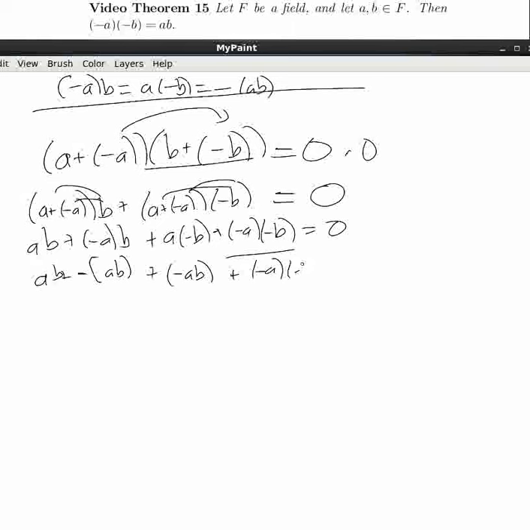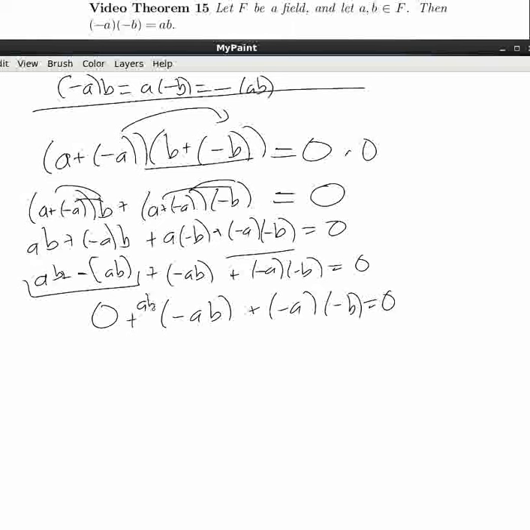Negative A, negative B, still equal to 0. This, by definition, is equal to 0. Equals 0. And what I'm going to do is add AB to both sides. By the way, that 0 is just going to drop out because 0 plus anything equals itself. I can add AB to both sides, but now this thing is equal to 0.